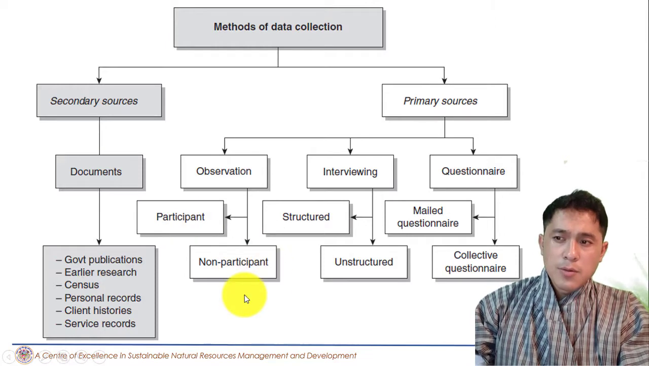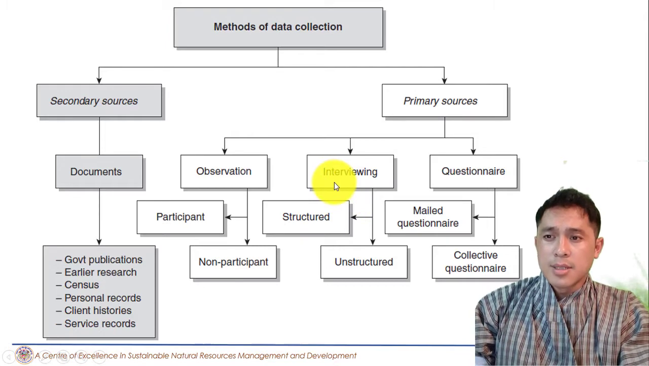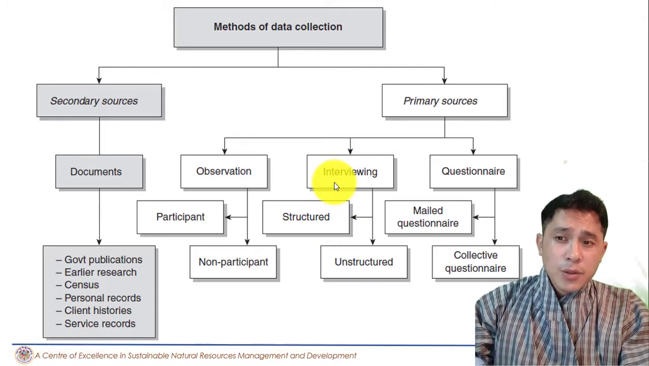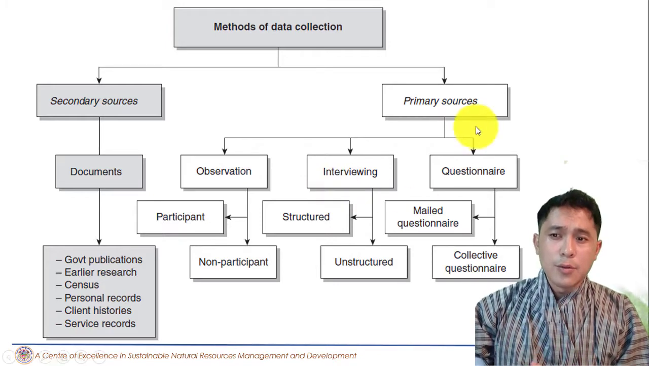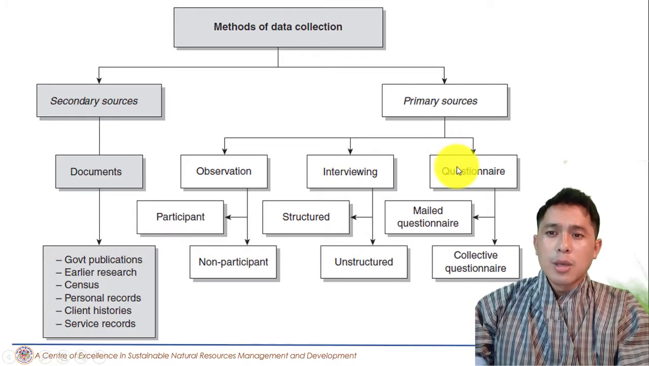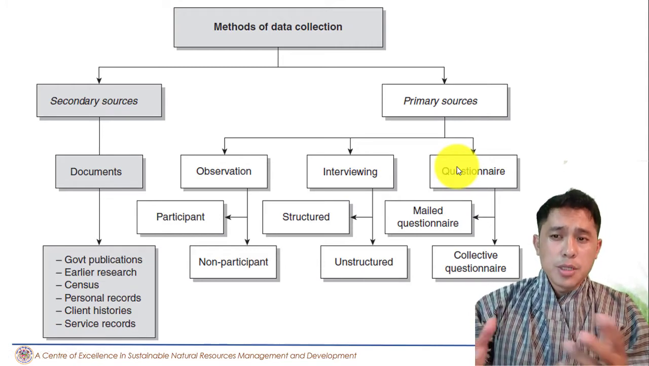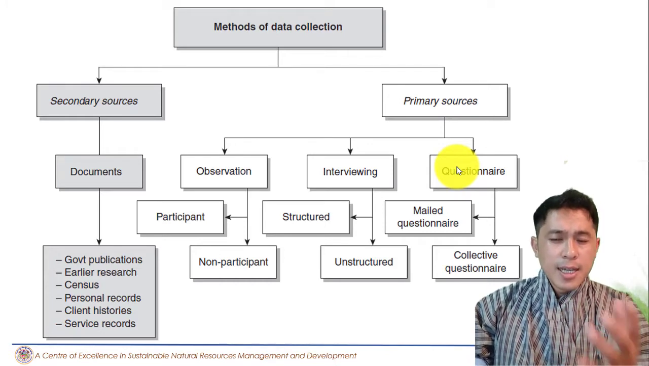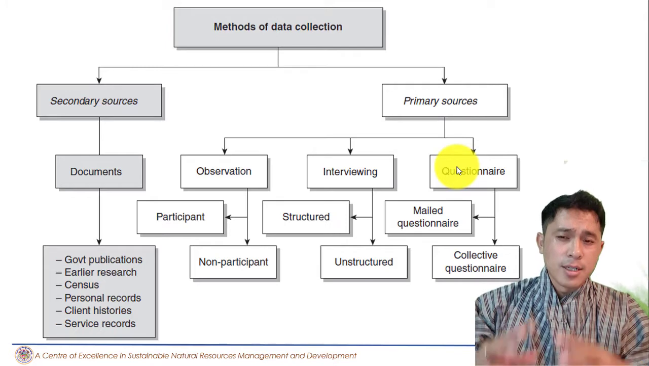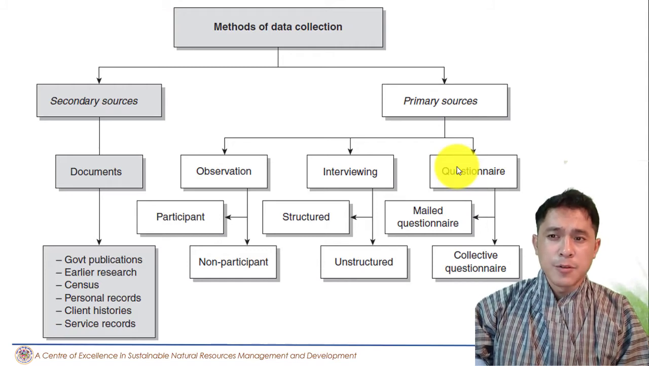So in this research, we have got two kinds of observation. We have got participant observation. We have got non-participant observation. We'll be looking at that in other video slides. Then we have got interview as another method of data collection, where we have got structured interview and unstructured interview. Then lastly, we have got questionnaire, and questionnaire that's been divided into mailed questionnaire and collective questionnaire. Then we have got collective administration questionnaire and all. The details we'll be looking at in the second or third video presentation.